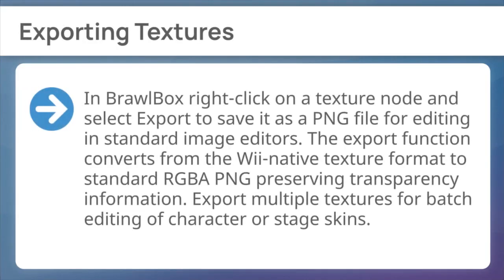Next, exporting textures. In BrawlBox, right-click on a texture node and select Export to save it as a PNG file for editing in standard image editors. The export function converts from the Wii-native texture format to standard RGBA PNG, preserving transparency information. Export multiple textures for batch editing of character or stage skins.